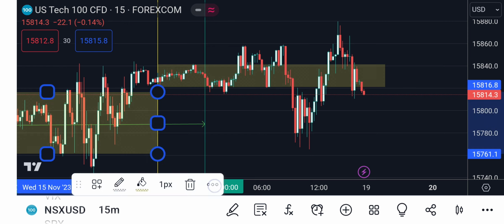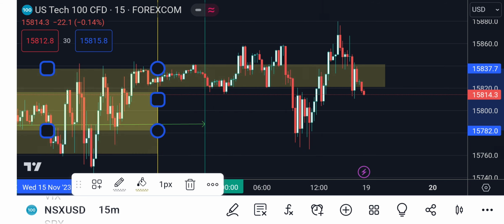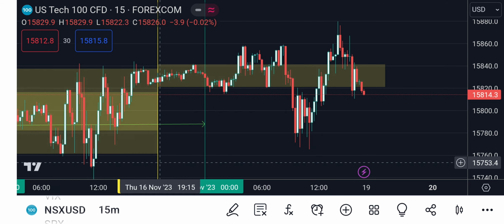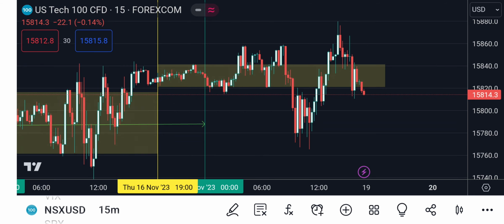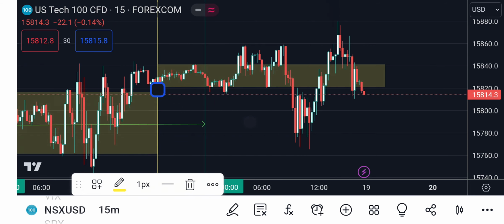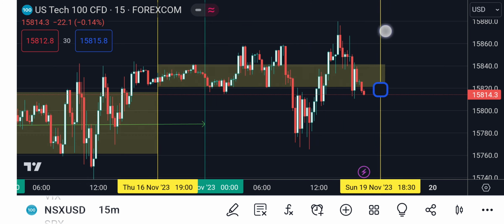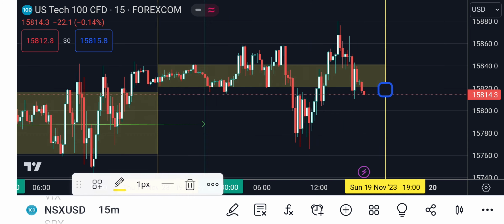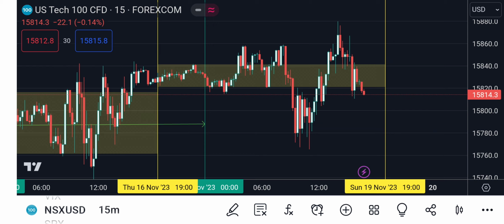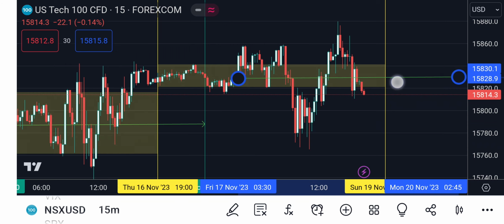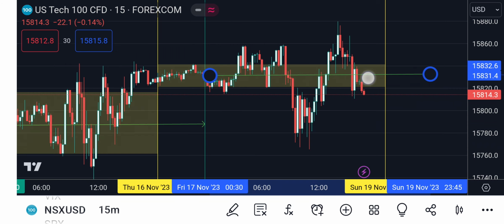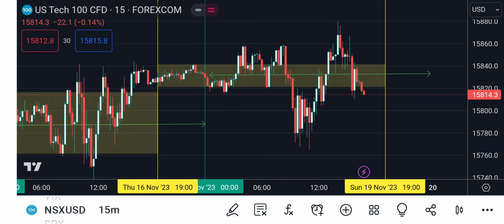So I'm going to clone this as well, just to show you guys quickly how to. Oh, why is it cloning the wrong things? This thing, my goodness. Let me click on this line, click clone, and move it all the way to here. I'm just going to leave it here since this is where the market closed on Friday. Then I'm also going to clone this. This, guys, is very informative. This will change your trading.